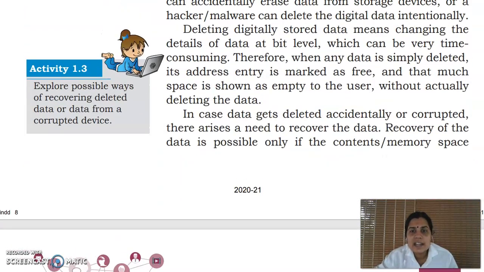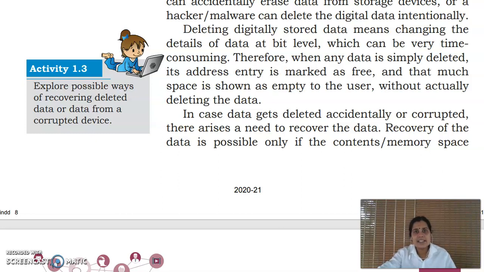Deleting digitally stored data means either it is deleted completely or the bits are changed. Bits means digital data is stored in the form of bits. So changing the bits means the data will be changed, and then that data will not work. Both of these are considered data deletion. If data is deleted accidentally or corrupted, there are options to recover data, but sometimes other users are accessing our data for their purpose, then it will be deleted by them, and then a problem arises.